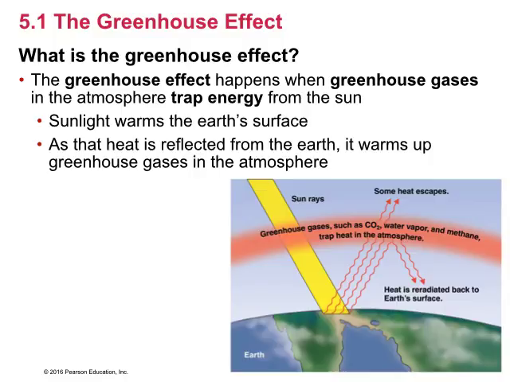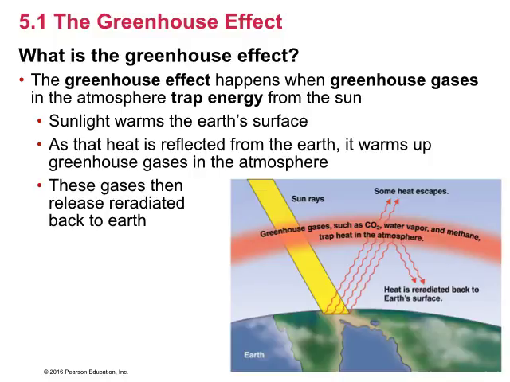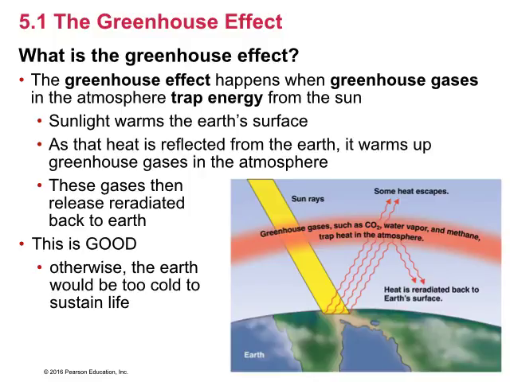So there's a layer of gases in our atmosphere that have CO2, water vapor, methane, and they're collectively called the greenhouse gases, because after they are warmed up, they then release that heat back to the earth. So it's almost like they suck up heat that's radiated from the earth and then radiate it back to earth. So it warms up the earth, and this is a good thing. Otherwise, the earth would be too cold to sustain life.